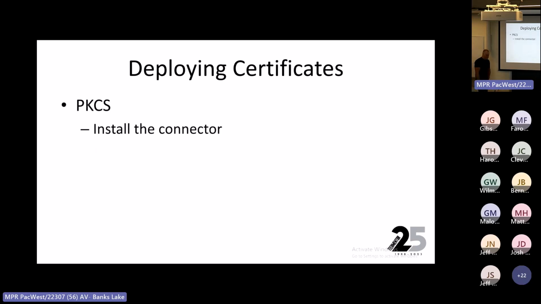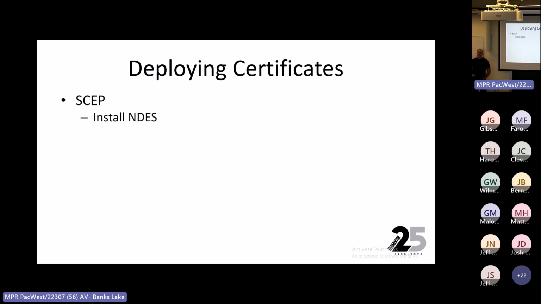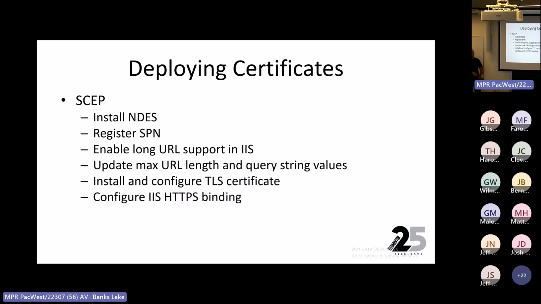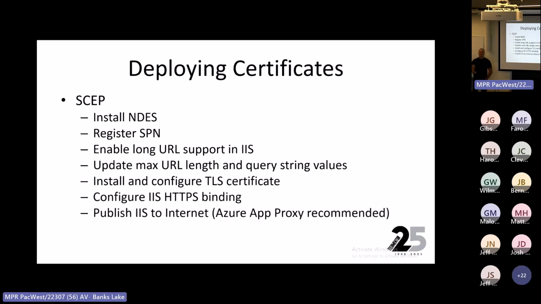So for PKCS, for the next couple of slides, I just want to demonstrate the difference between the two scenarios. For PKCS, we have a server, we install the connector, and we're done. That's pretty much it. But for NDES or SCEP, we have to install the NDES role first. We then have to register an SPN. We also have to enable long URL support, update the max URL length, install and configure a public TLS certificate, configure the binding in IIS, publish that to the internet, probably using Azure App Proxy, so we'd have to set up Azure App Proxy, and then we can install the connector.